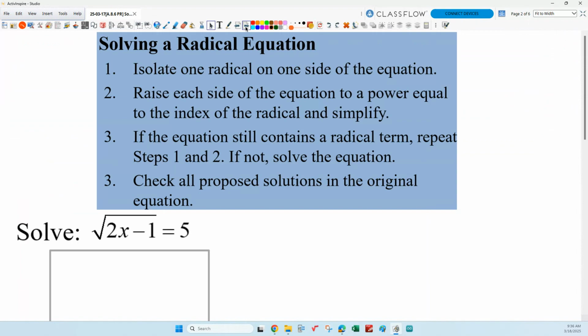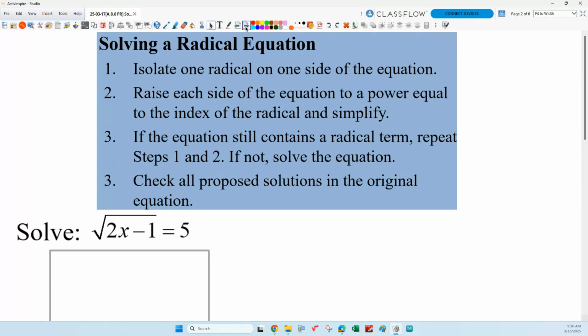If it's a cube root, what do I have to do to both sides? To undo a cube root, what do you do? Cube both sides, right? If it's a fourth root, we take both sides to what power? How do you undo a fourth root? To the fourth power. If it's a square root, that's a second root, right? What do we do to both sides? Square both sides, right? So depending on the radical, that determines what power you raise both sides to. Okay, so then we take both sides to a power, and then we solve the equation.